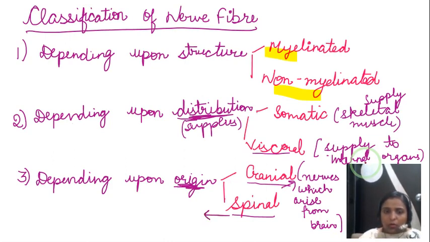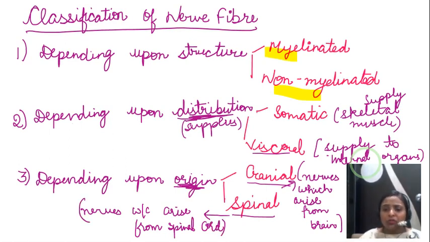And the spinal nerves are what? The nerves which arise from your spinal cord are called your spinal nerves. Simple, it means origin. They are talking about the origin from where the nerve starts, right? So the neurons that arise from the brain are called your cranial nerves, and the neurons which arise from the spinal part are called your spinal nerves. Fine. So this is the classification which depends upon the origin.